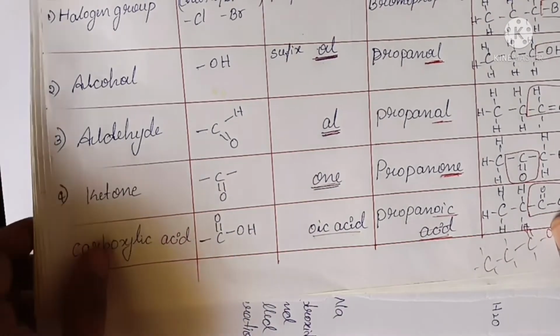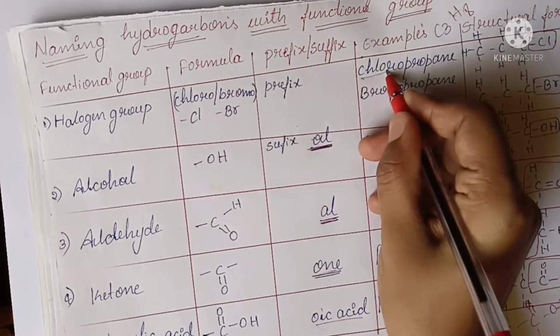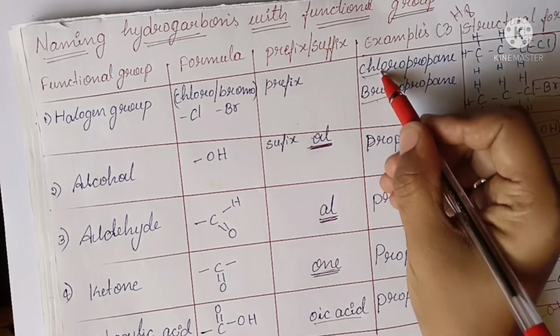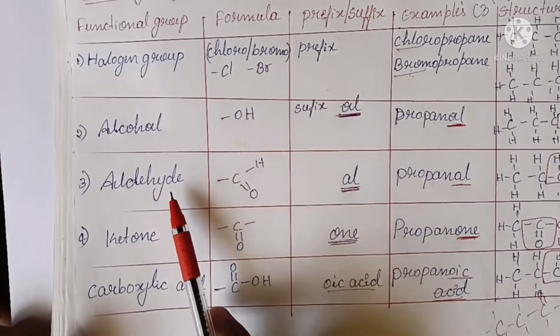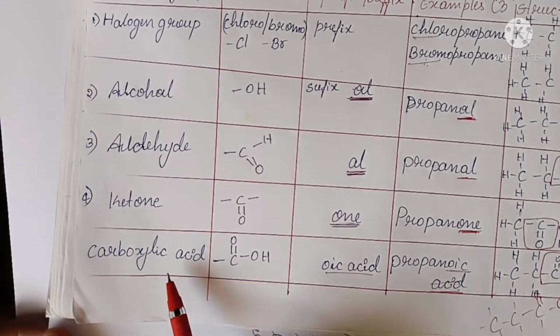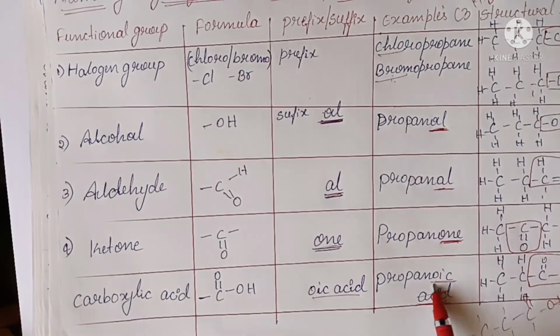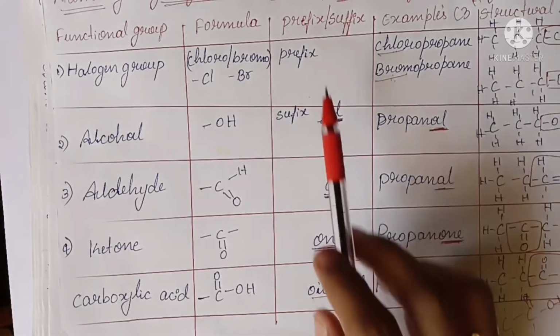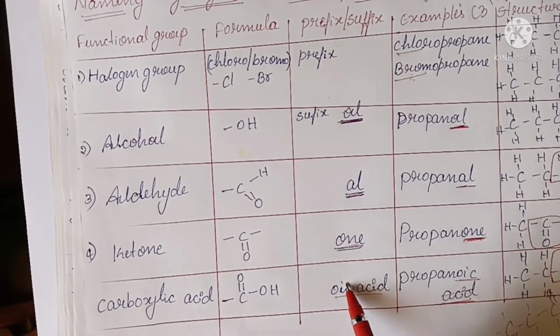Just remember, my dears, that's it. For the halogen only, it is a prefix, chloro and bromo. First we mention chloro and bromo. And in the case of the alcohol, aldehyde, ketone, and carboxylic acid, in all of these we just attach a suffix after the hydrocarbon. Same thing as what we mentioned. I wrote it here in the prefix and suffix column, which gives you an idea of how to mention it. Thank you.